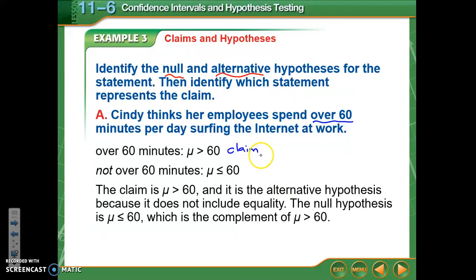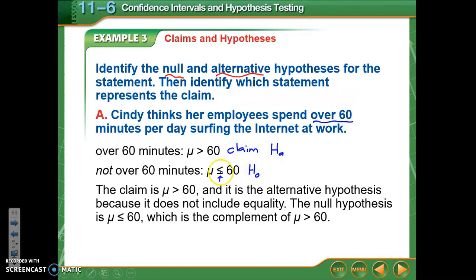It has to be the alternative hypothesis. This has to be HA because it doesn't have the equals. Remember, we said that the null hypothesis, H sub 0 or H naught, has to include the equality. So our null hypothesis is that the mean is less than or equal to 60. And our alternative hypothesis is that the mean is greater than 60. How do I decide?